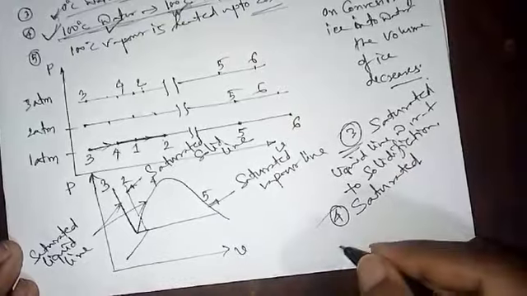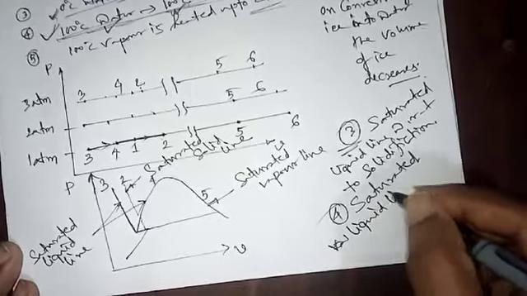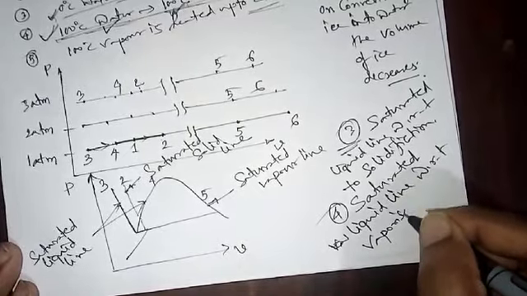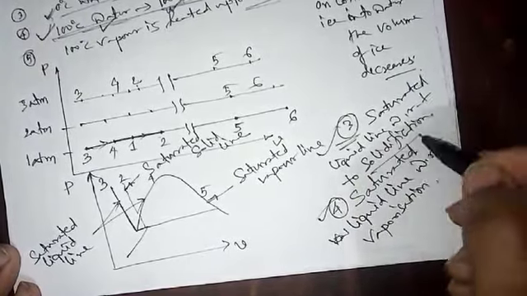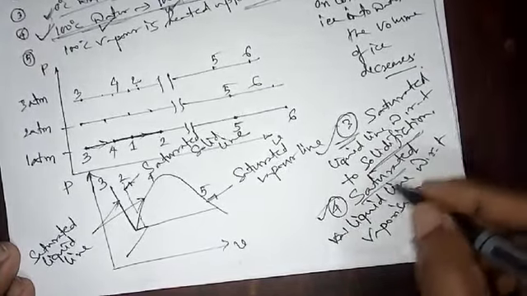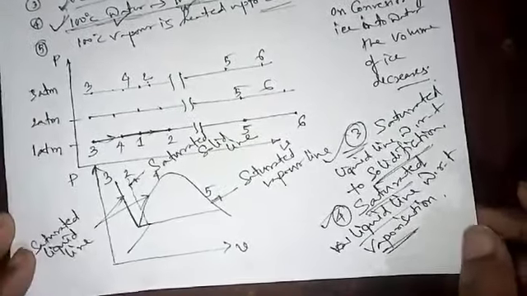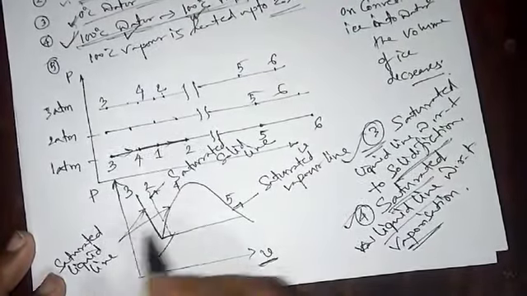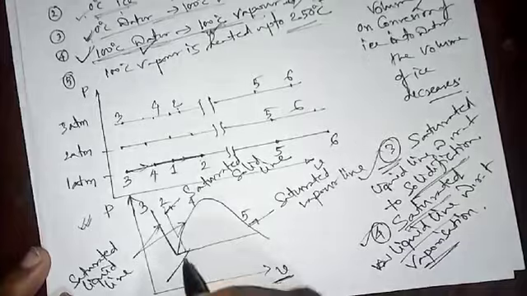Saturated liquid line with respect to vaporization. Curve 3 is the saturated liquid line with respect to solidification, and curve 4 is the saturated liquid line with respect to vaporization. So this is the graph of water. This is the PV diagram of water.